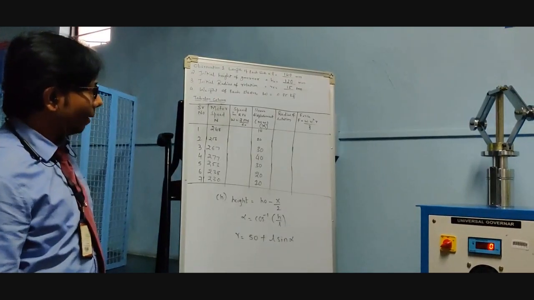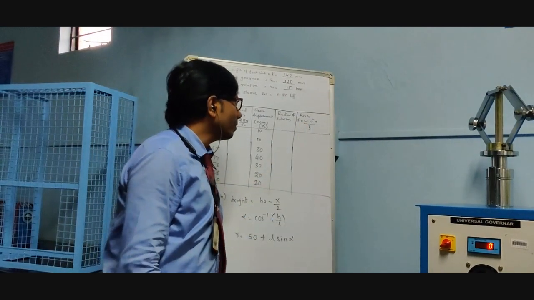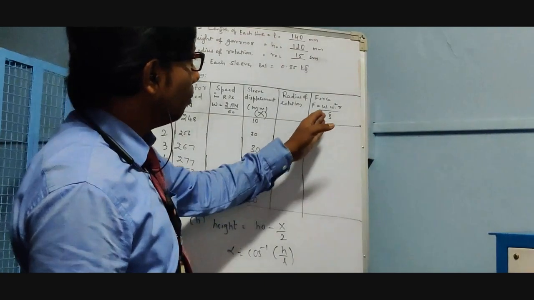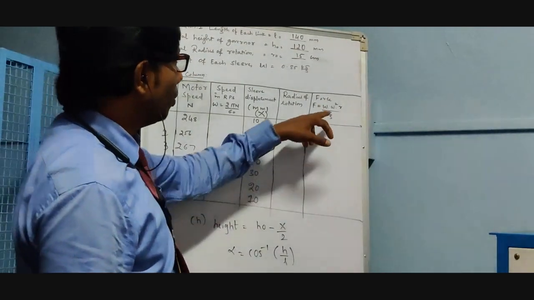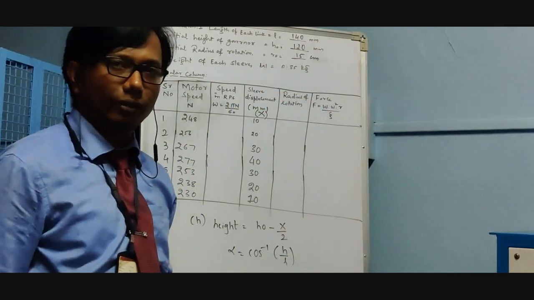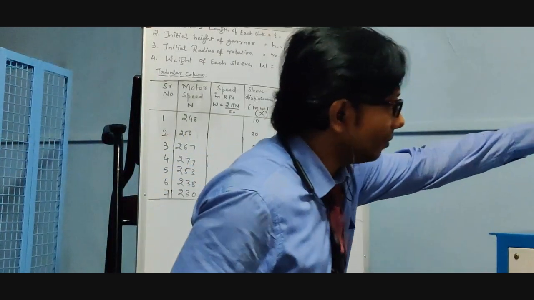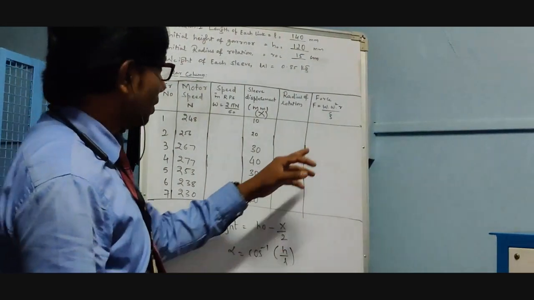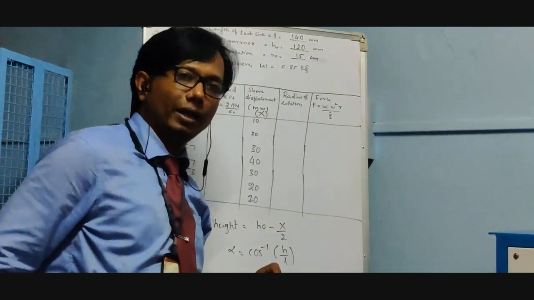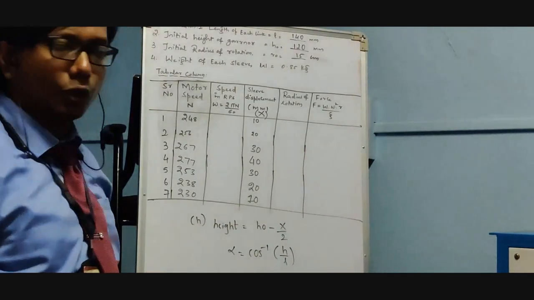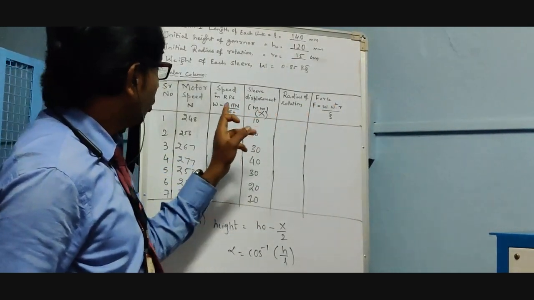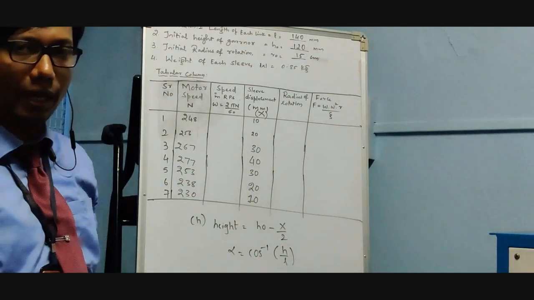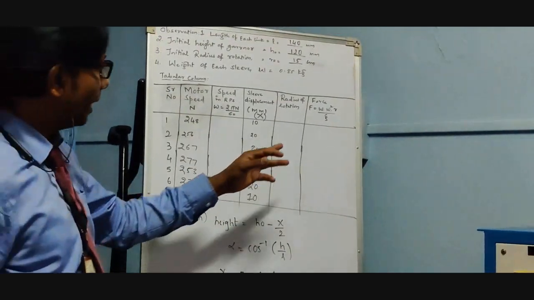The final one is F, which is basically m omega square r, or W by g omega square r. W is the weight of the sleeve which is given here, which is 0.85 kg. So 0.85 kg divided by g, the acceleration due to gravity, and omega square you will calculate through this, and r is the radius of rotation which you will calculate. If you do this, you will get the value of F.